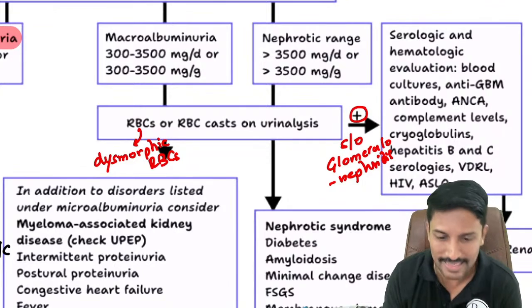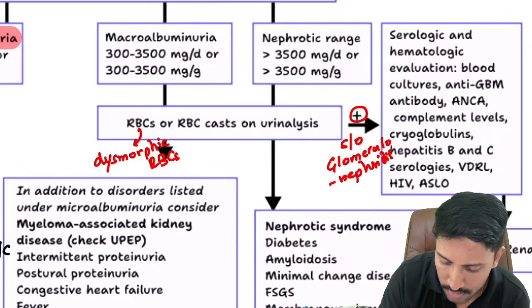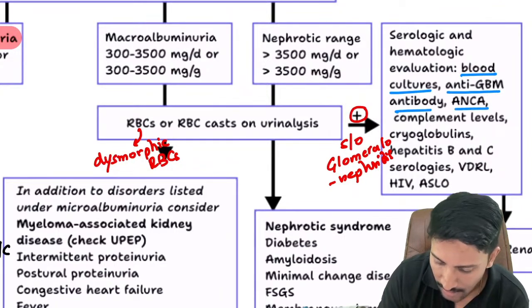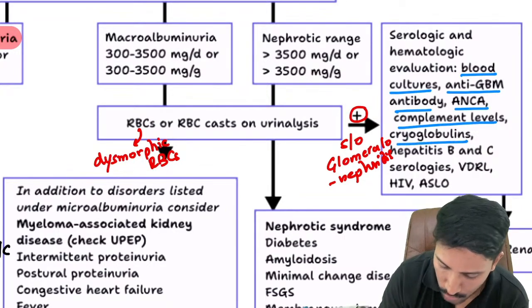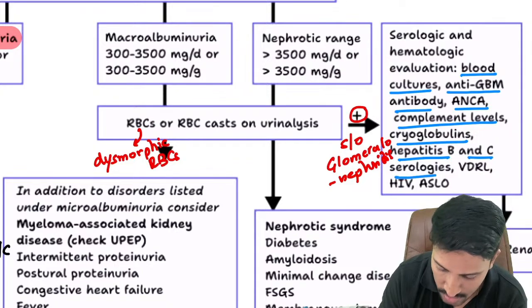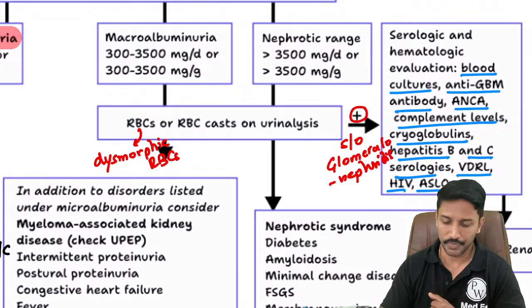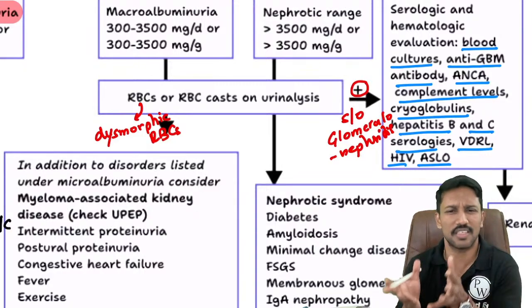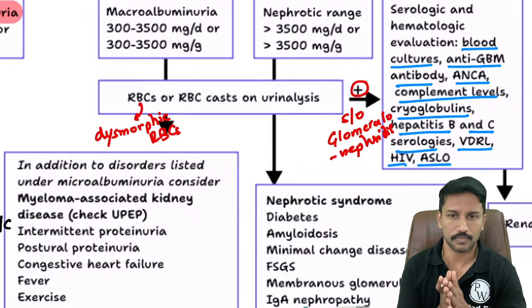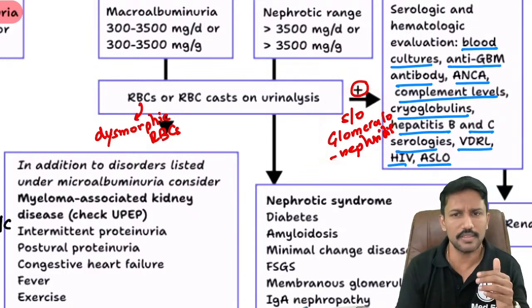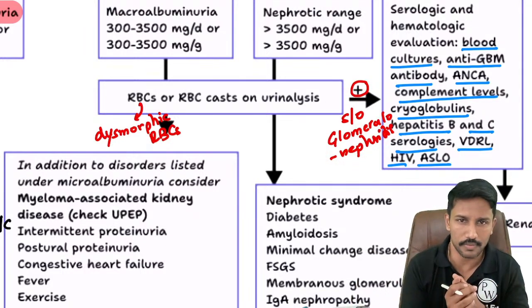So now for establishing the underlying cause, I will go for further evaluation. Right? I will do blood cultures, anti-glomerular basement membrane antibody, ANCA, complement levels, cryoglobulins, hepatitis B and C serologies, VDRL, HIV test, and even anti-streptolysin O antibody titers. You can mention 3-4 investigations, it's more than enough. Just to show that you know this patient has glomerulonephritis and that you need to investigate further. Okay.